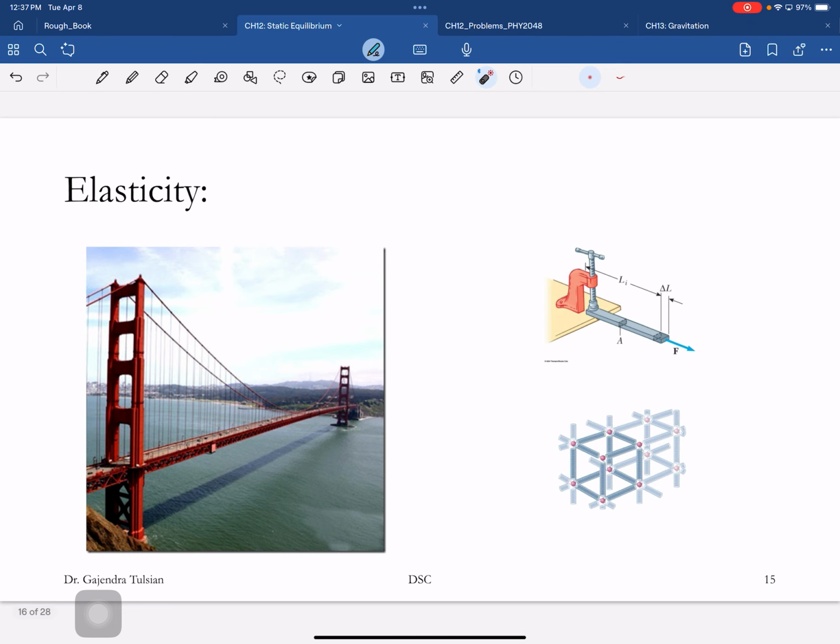So for instance, this bridge, a suspension bridge, if it's to support, let's say, 1,000,000 pounds, what is happening is essentially this guy is supporting 500,000 pounds, this guy is supporting 500,000 pounds.